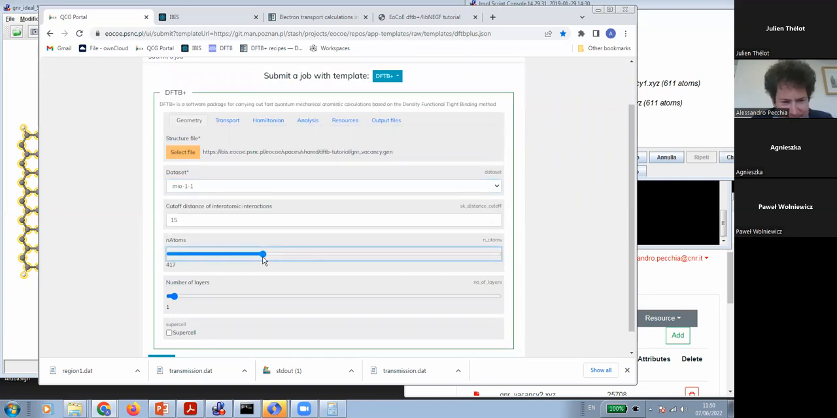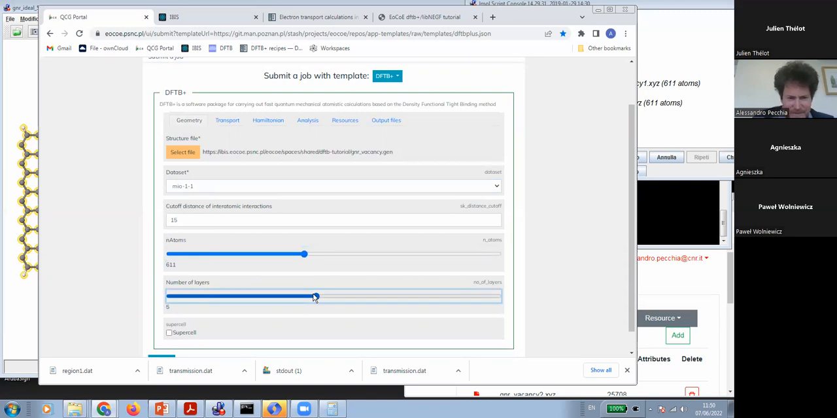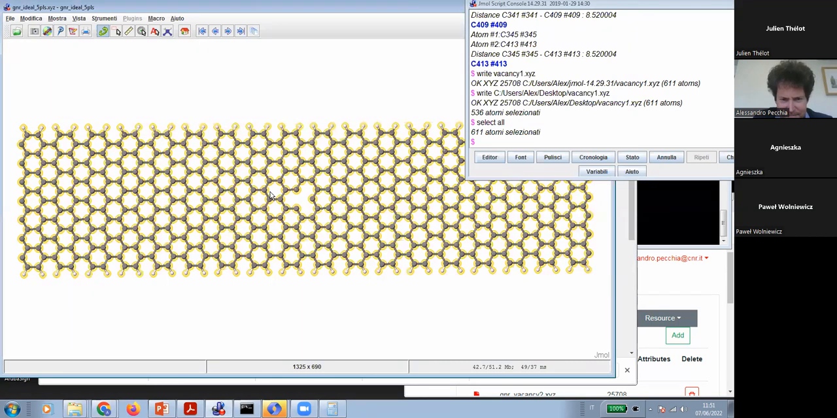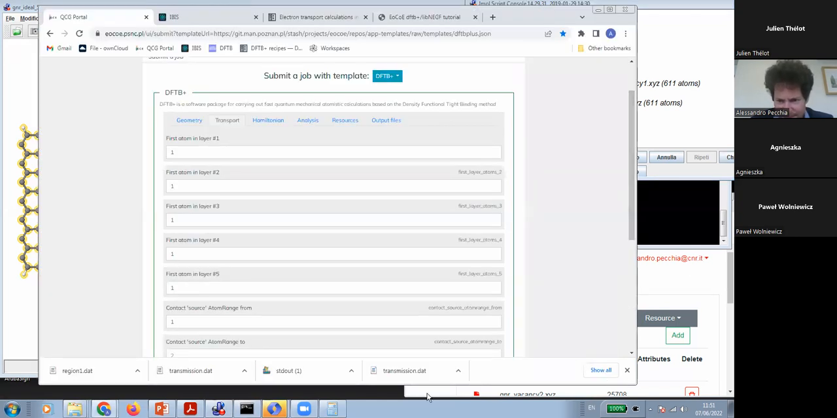Everything is almost identical, but we need to pay attention. Now there are 611 atoms, so one atom less. The number of layers is still the same, 5. But of course, now the layers change a little bit, because by removing one atom, we have to be careful. I can write here the layers corresponding to the uploaded structure. It's still 169. The first two don't change, even the first three. 137 are exactly the same as before.